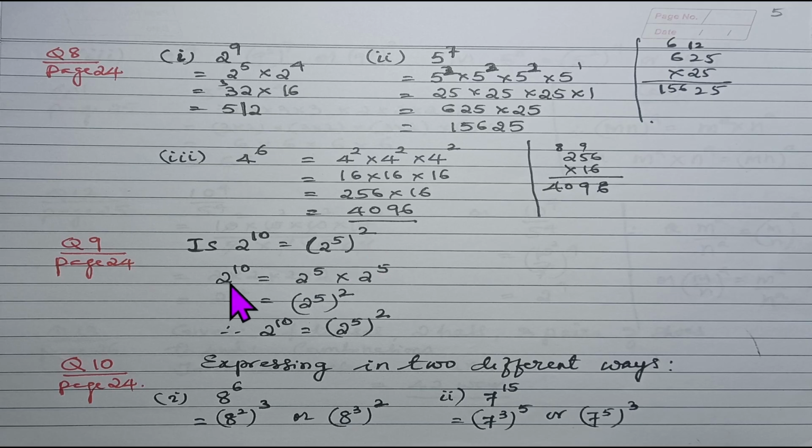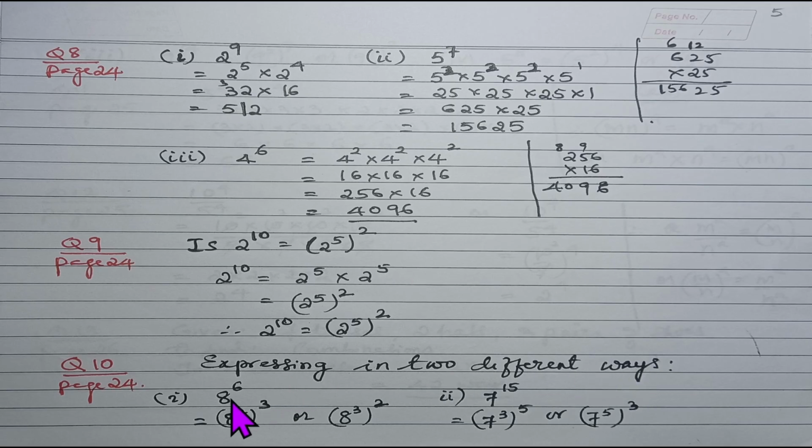100%. Let us see how it is. Now 2 raised to 10 can be written as 2 raised to 5 into 2 raised to 5, and 2 raised to 5 into 2 raised to 5 can be written as (2 raised to 5) raised to 2, and therefore 2 raised to 10 is equal to (2 raised to 5) raised to 2 is the correct answer. Otherwise also you can apply (a raised to m) raised to n is equal to a raised to mn, so 5 into 2 becomes 10, therefore LHS is equal to RHS here, and it is the correct answer.